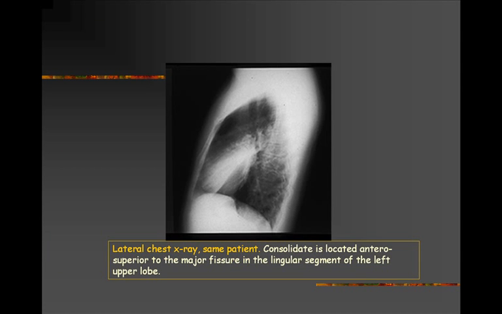A lateral X-ray of the same patient depicts the consolidation over here, and this overlaps the heart shadow, which is over here. It is also important to note that this consolidation is located anterior and superior to this major fissure, which runs along this line, and the consolidation is anterosuperior to it.